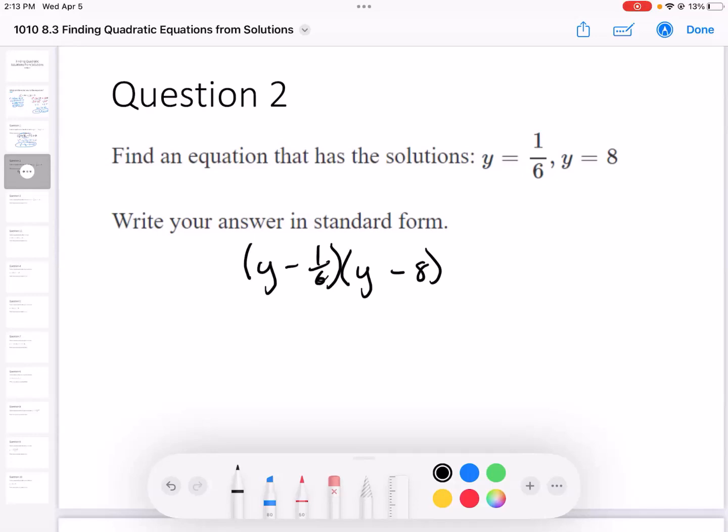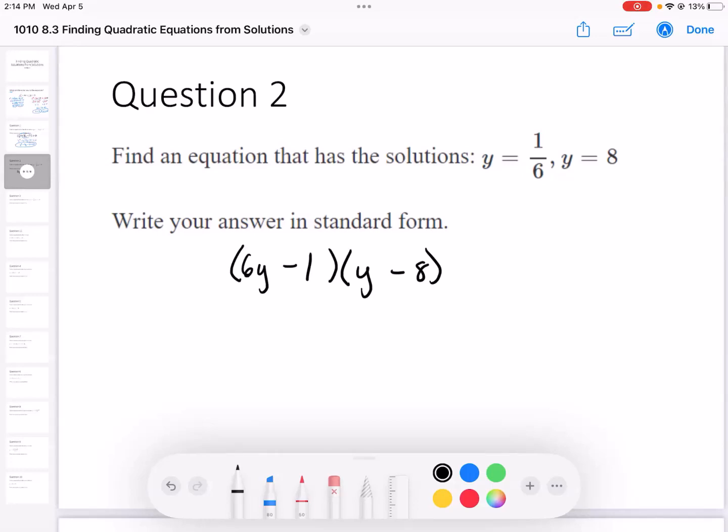So another way that you could write this factor that would make it so you don't have to have a fraction is you could write it as 6y minus 1. Because if you do 6 times 1/6, that will equal 1. And if you subtract 1, that will equal 0. So this one will be easier to FOIL. So I would recommend writing your factor like that. You can write it as y minus 1/6, but I think it's easier if you write it like this.